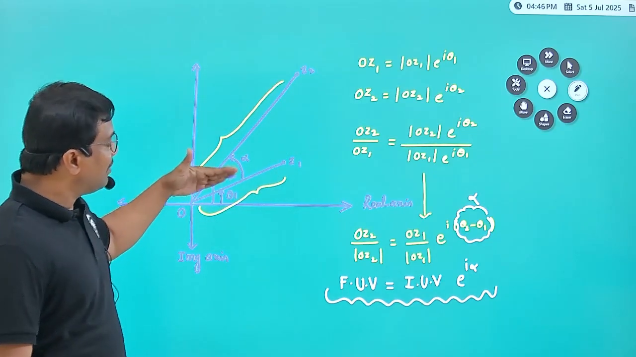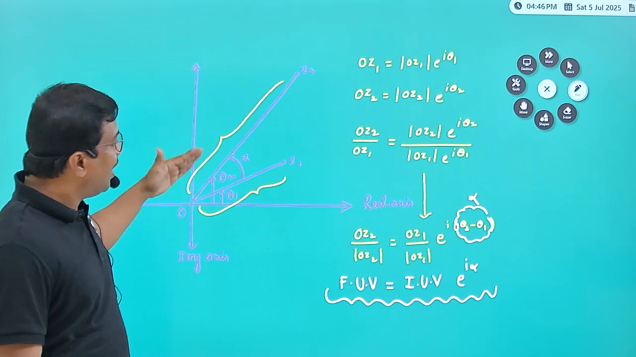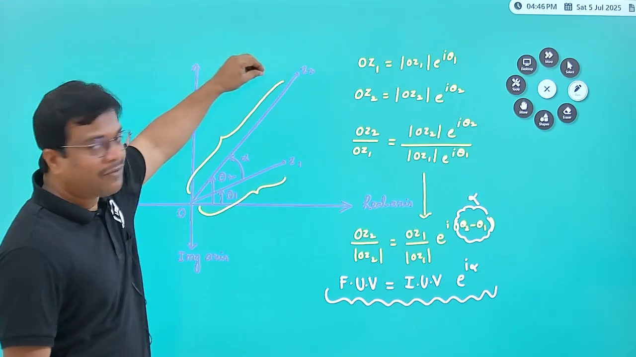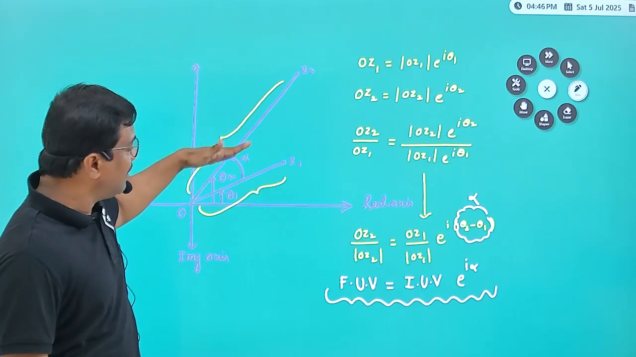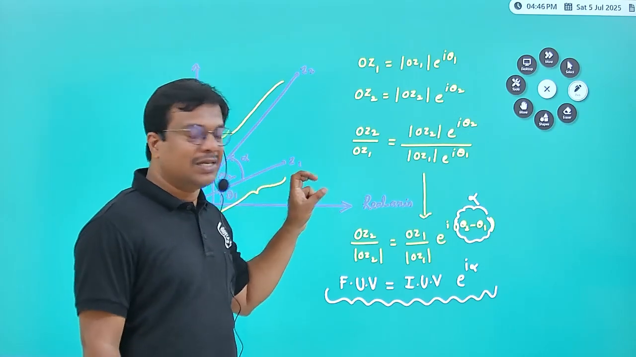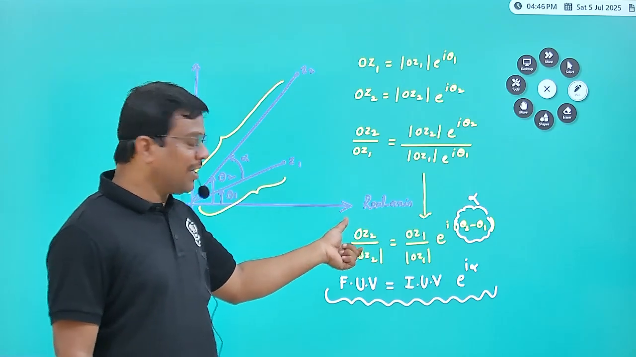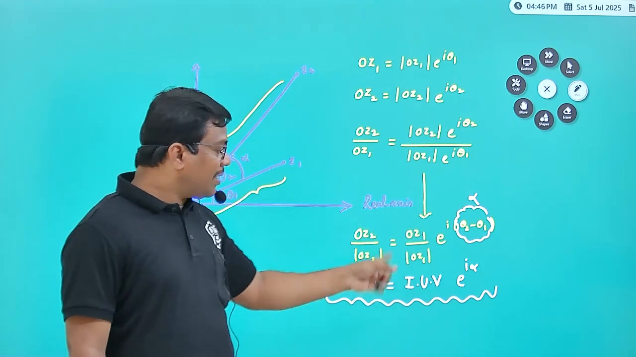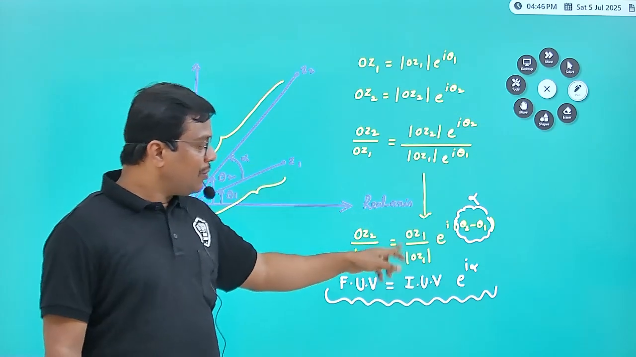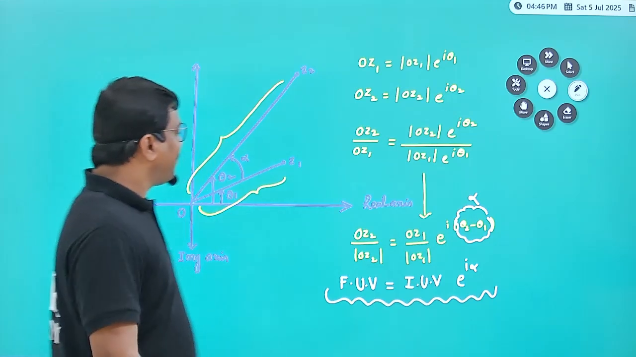If OZ1 rotates through an angle alpha and Z2 is different, OZ2 is of different length compared to OZ1, in this case it is very simple to remember this result. Final result with unit vector equal to initial OZ1 unit vector, here you have, and it is multiplied by e power I alpha.